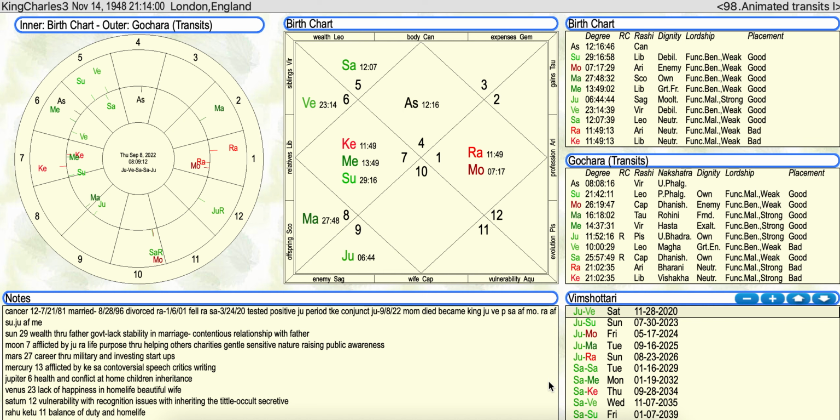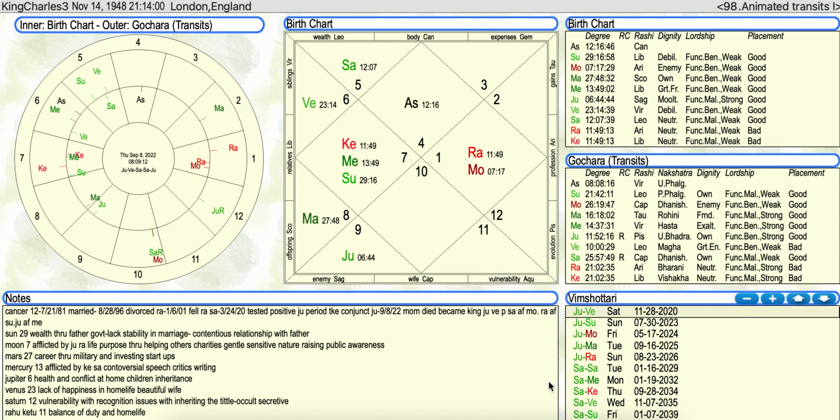So let's look at the planets individually. Sun is weak. It's in old age. Any planet that's more than 25 degrees is said to be in old age and cannot promote or protect its own significations. Sun is ruling the house of wealth and fame. So it gives wealth and fame through father and family, and because it's weak there, there was a lack of stability in the marriage and also a contentious relationship with father. Sun is a significator for father.